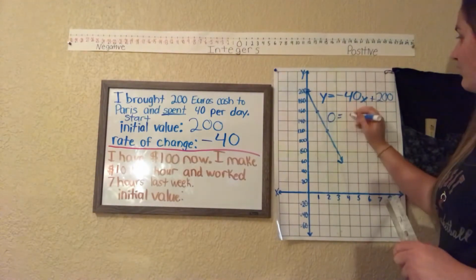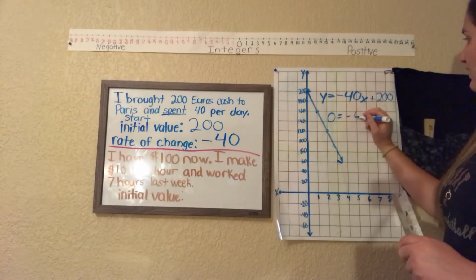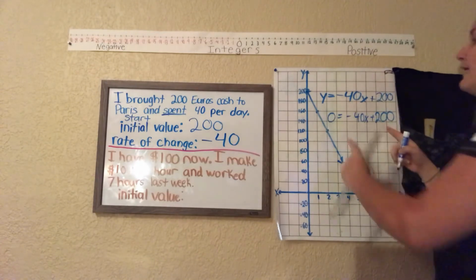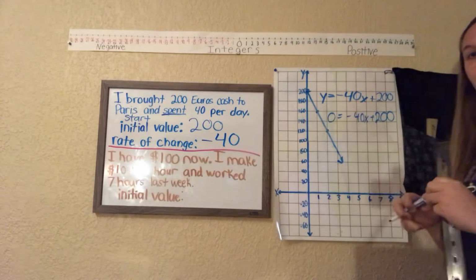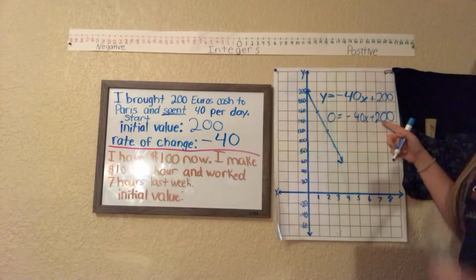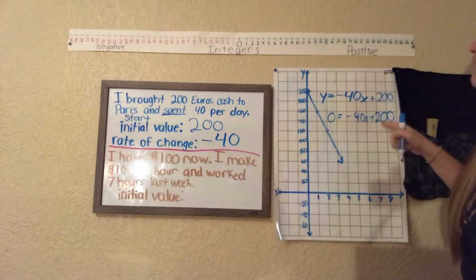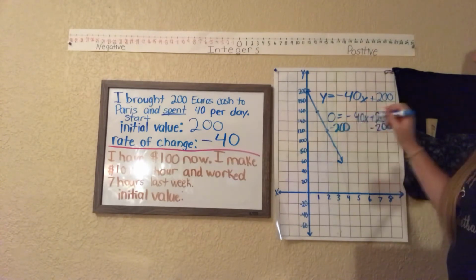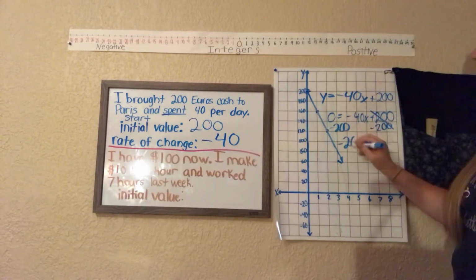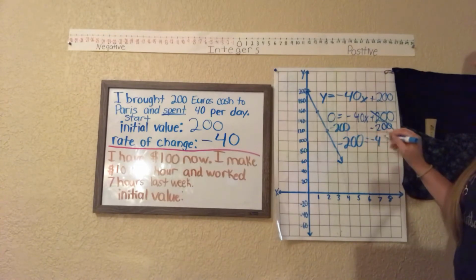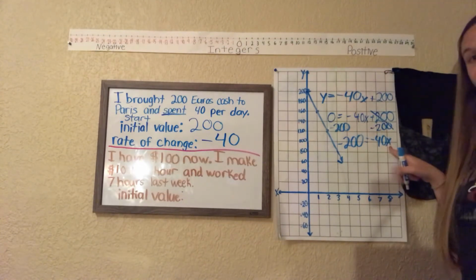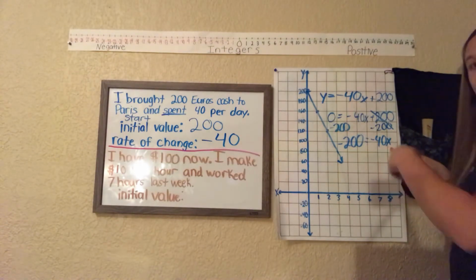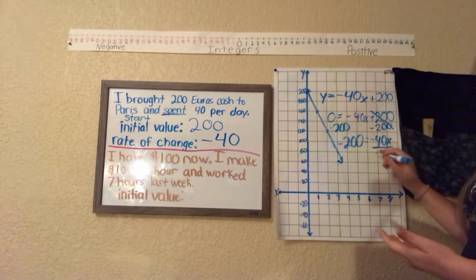So 0 equals negative 40x plus 200. This goes back to our 2-step equations that we did earlier in the year. So what I want to do here is subtract 200 from each side. So I have negative 200 equals negative 40x. Now I want x alone. This says negative 40 times x. The opposite of multiplication, divide both sides by negative 40.